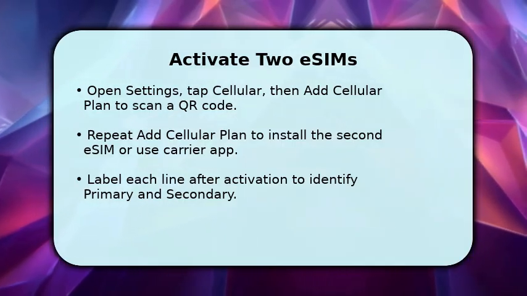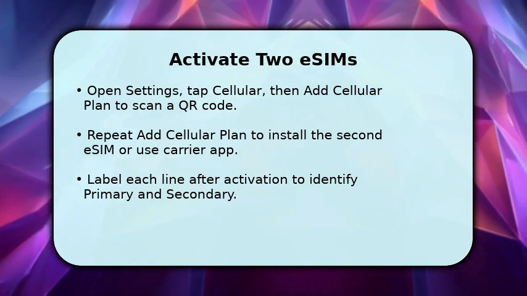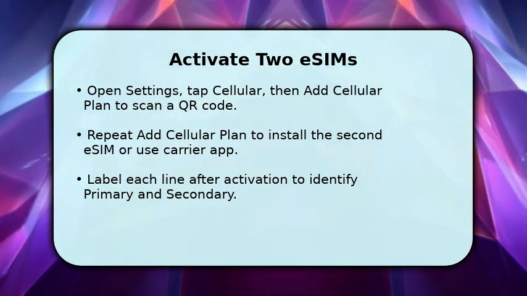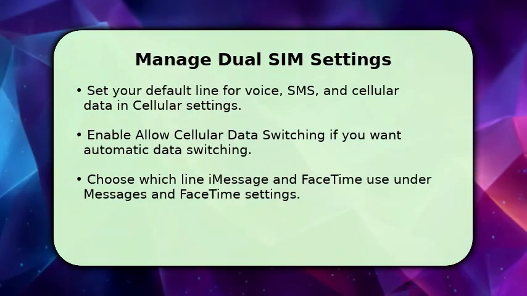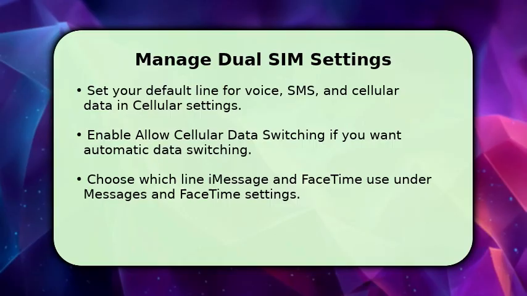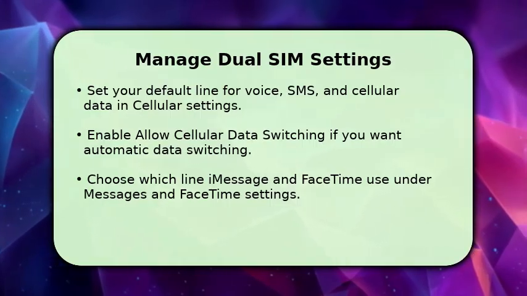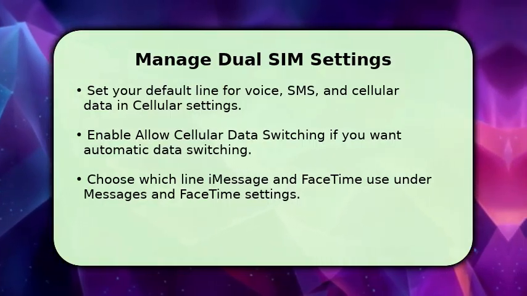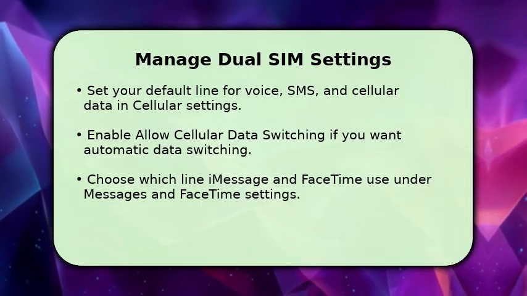After both plans install, tap each plan and assign clear labels like primary and secondary to avoid confusion. Open cellular settings to choose which line handles voice, SMS, and cellular data by default. Select your default voice line and then pick the data lines separately to control billing and roaming.